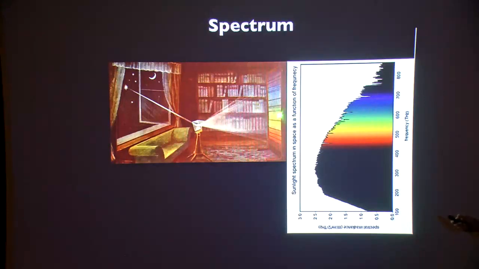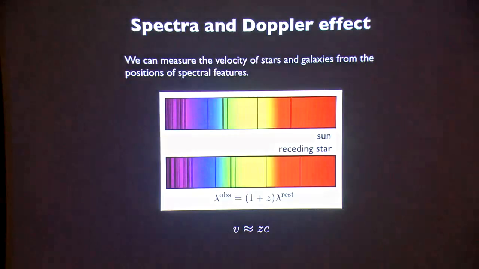And what you also see is that there are some characteristic lines. So the lines here for the sun are called the Fraunhofer lines because Fraunhofer carefully mapped the lines. And so these features we can use to determine whether a star is moving toward us or away from us. So let's see how that works.